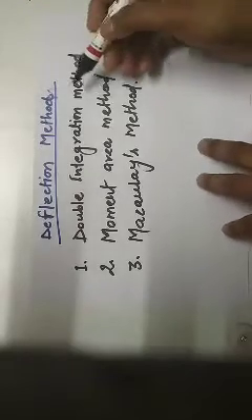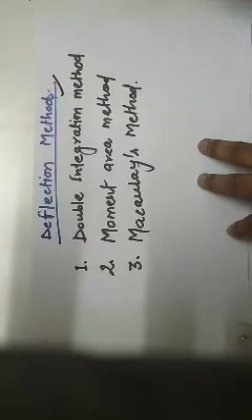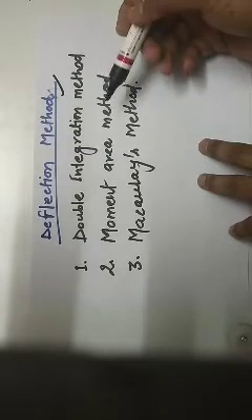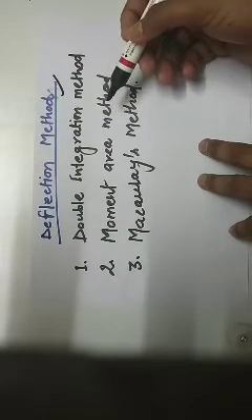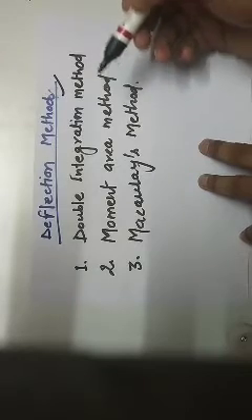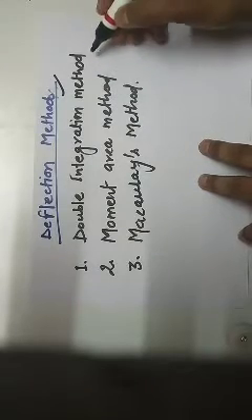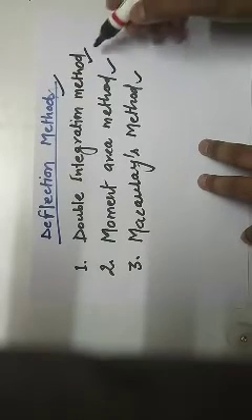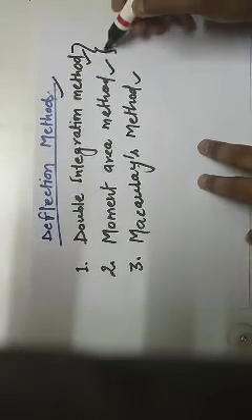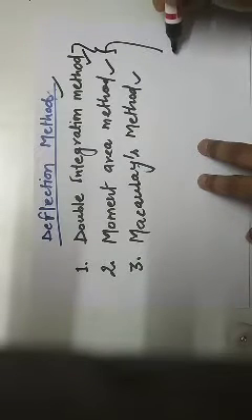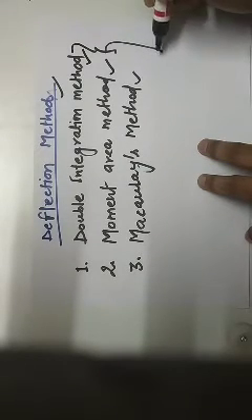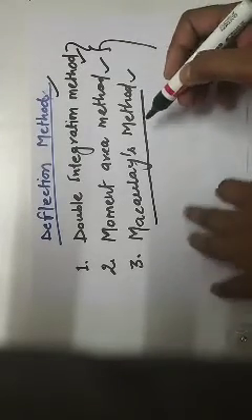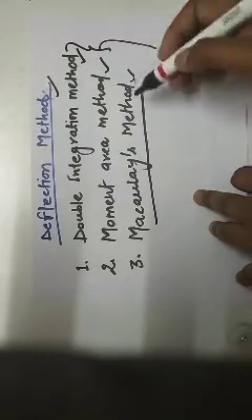In this lecture we will discuss the deflection method. There are three methods we go through for calculation of slope and deflection for the various sections of the beam: the double integration method, the moment area method and Macaulay's method. The first two are suitable when the beam is subjected to a single load, but Macaulay's method is used for a beam having more than one load, or subjected to several loads.